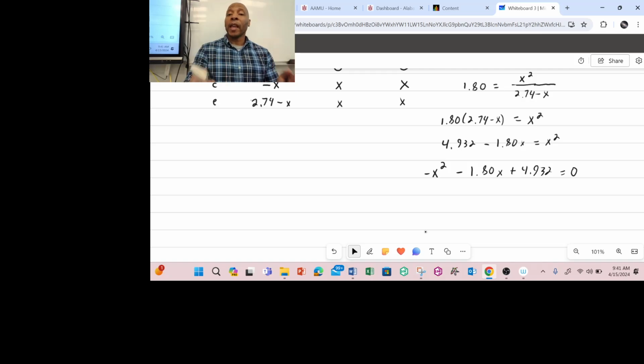Remember, you can take the approximation if you take your K term and multiply it by 100. If that's less than your initial reactant concentration, then you can get rid of this minus x. But if I multiply 1.8 times 100, I'm going to get 180, right? 180 is greater than 2.74.